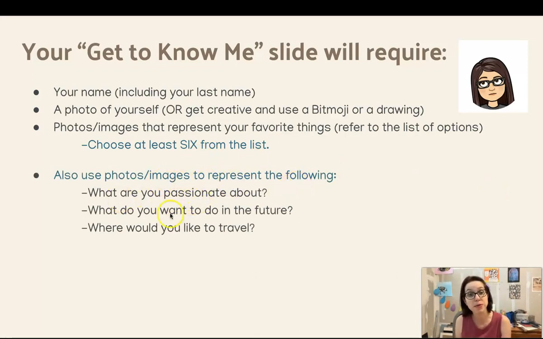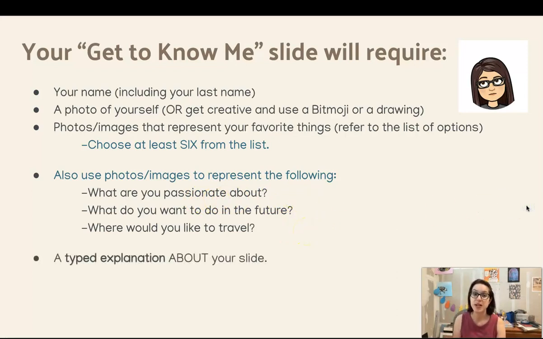What are you passionate about? What do you want to do in the future? Where would you like to travel? So like, I would like to travel to Japan. I'm passionate about teaching art, and I'm passionate about making art as well. So I was able to include those things in my example.